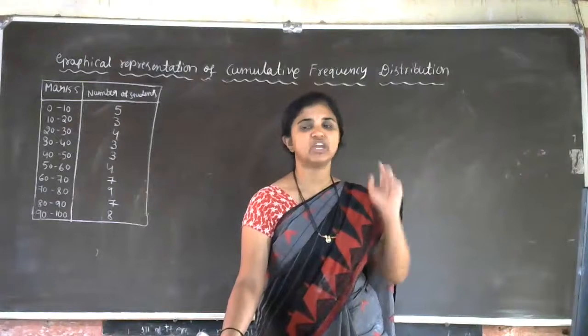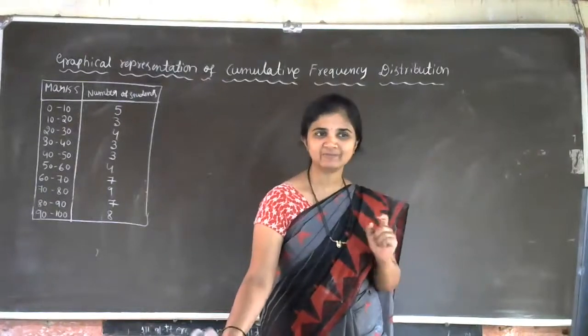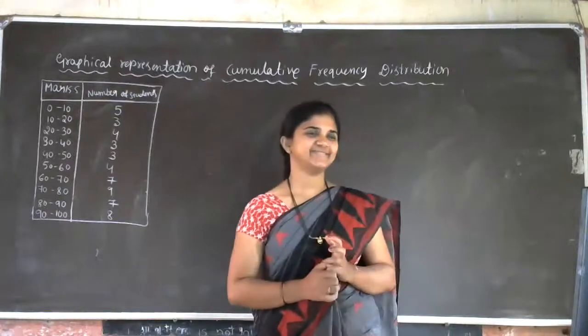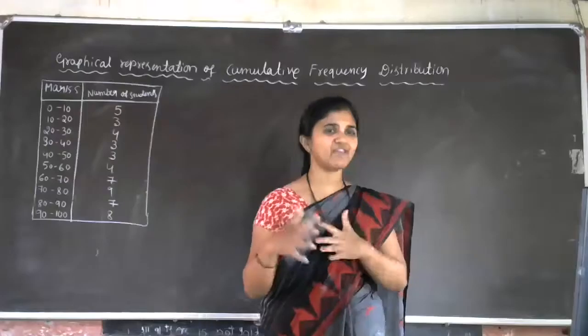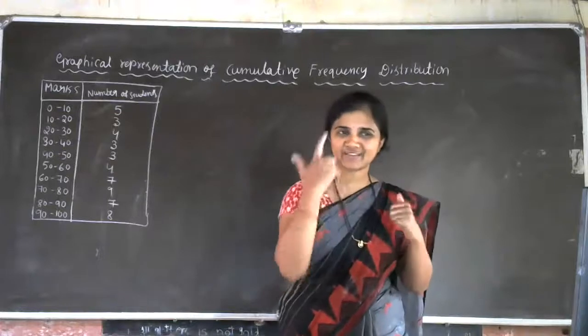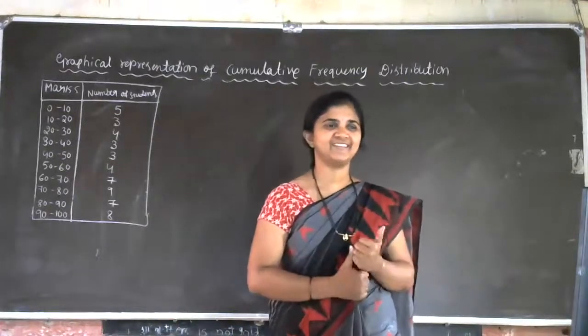Very good, Mahesh. Next, assumed mean method. In the assumed mean method, X bar is equal to A plus sigma fi di divided by sigma fi. Yes, very good. So mean is equal to A plus sigma fi di divided by sigma fi. Next, the last one, step deviation method.